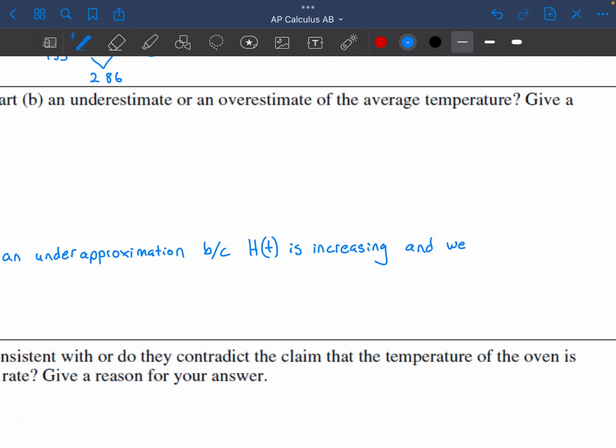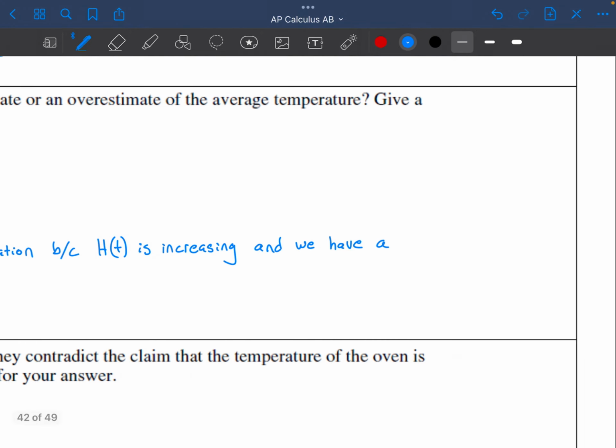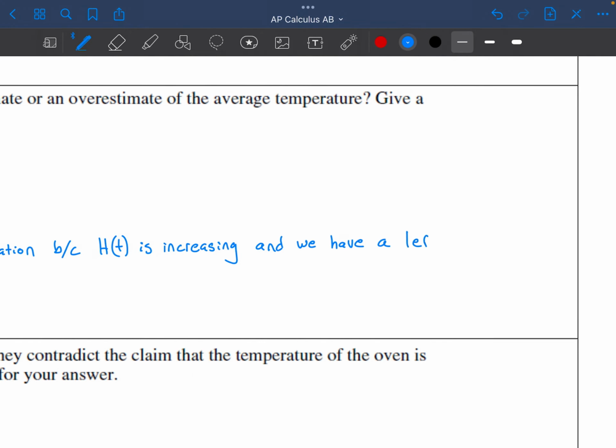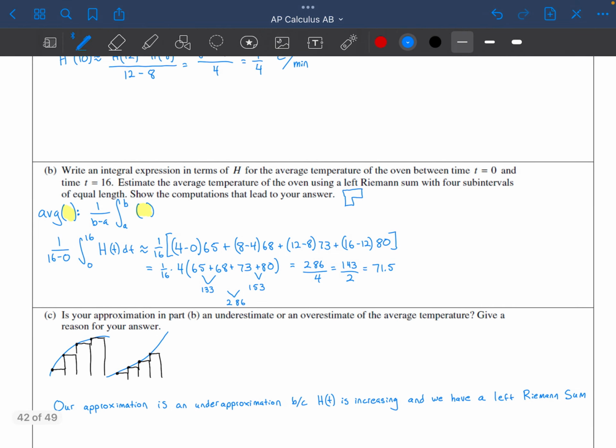And do I have enough room here? I do, okay. A left Riemann sum. Did I even spell Riemann correctly? I think they spelled it for us somewhere, right? Yeah, so there it is, Riemann. I think I spelled it right. Yay! All right, that's all you have to say.